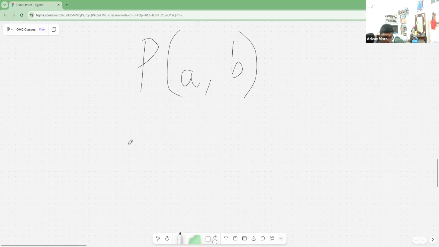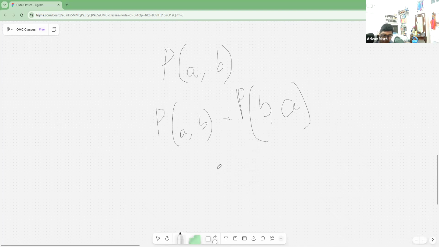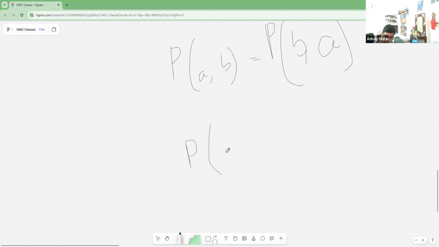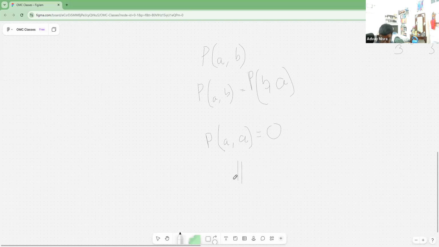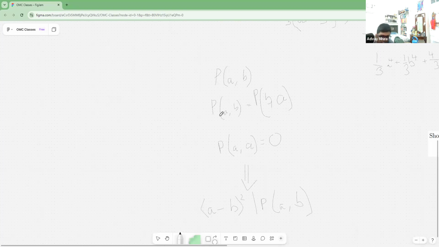In that case, if the polynomial is symmetric, and it has a 0 at a equal to b, then (a minus b) whole squared divides p of a comma b. So that is to say, a equal to b is not just a root, but also a double root of p.